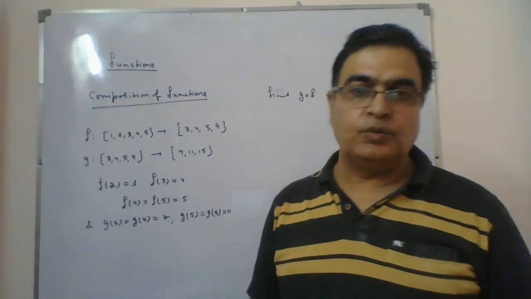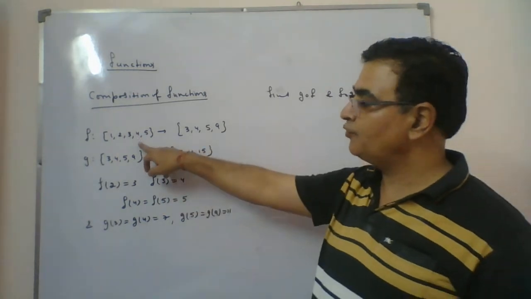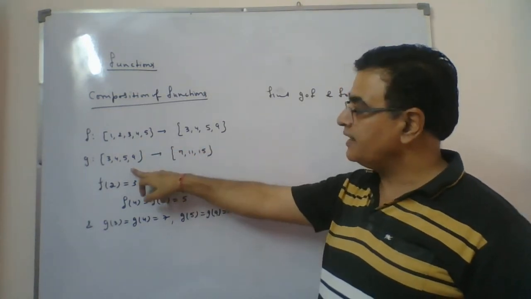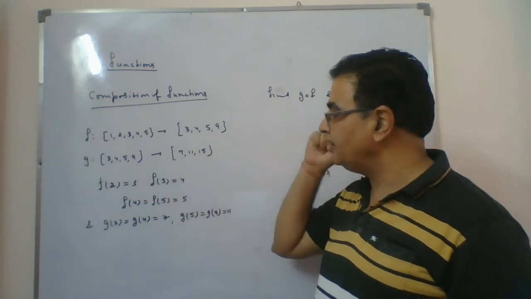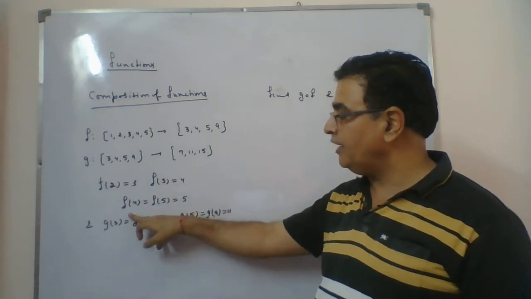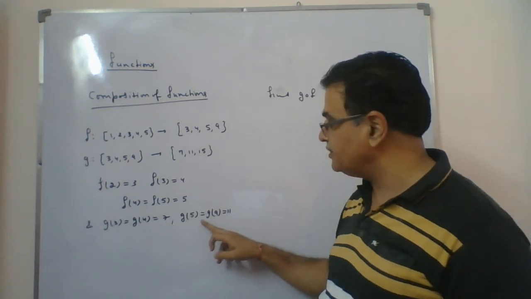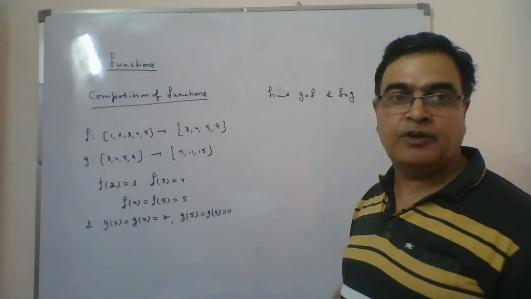So we are taking now more problems on composition. Function F is given from the set {1, 2, 3, 4, 5} to {3, 4, 5, 9}. The second function G goes from {3, 4, 5, 9} to {7, 11, 15}. F2 is 3, F3 is 4, F4 and F5 have image 5. G3 and G4 have image 7, G5 and G9 is 11. My question is find out GOF and FOG.